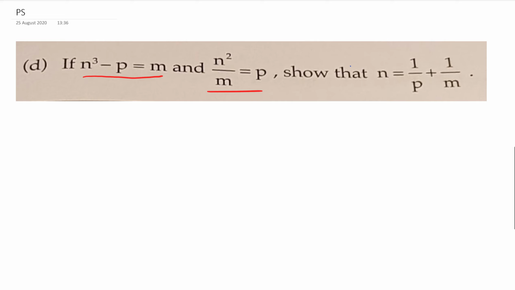All right, so what I'm going to do is take the n squared over m equals p first, and I'm going to cross multiply the m with p. So I'm going to rewrite this as n squared is equal to p multiplied by m.